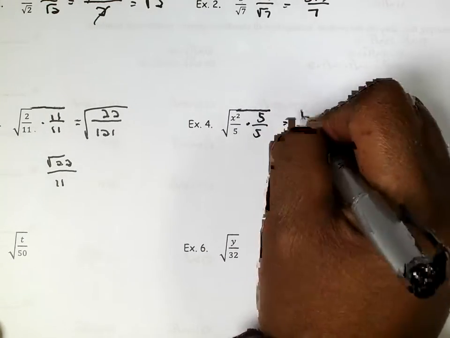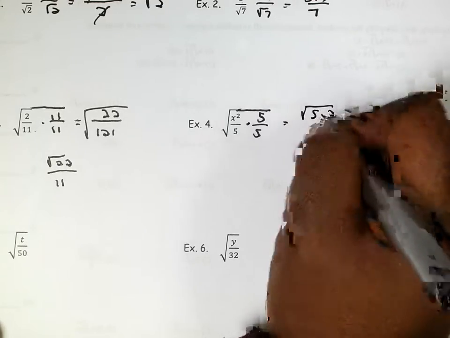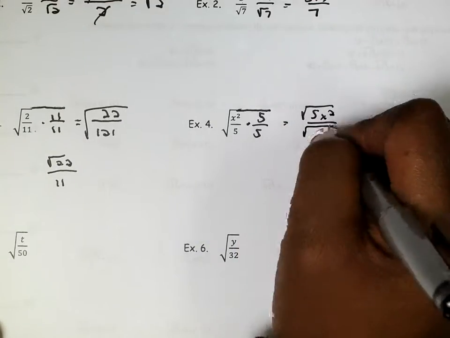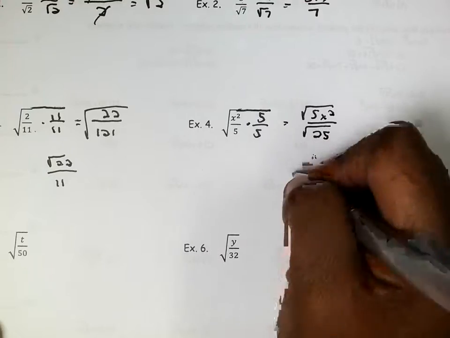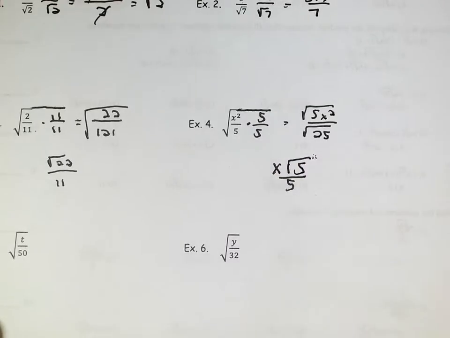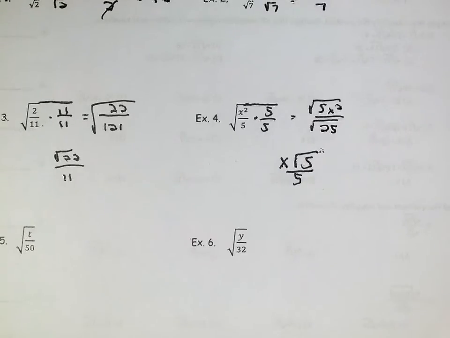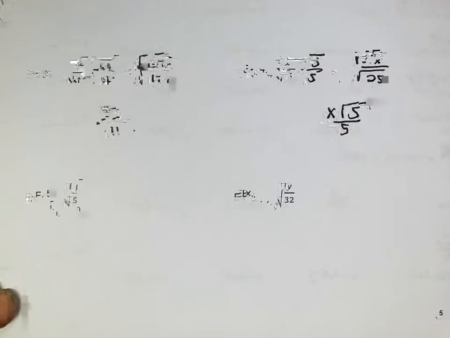I'm going to do that again. Just extend the square root and multiply by 5 over 5. And we get 5x squared on top and square root of 25 on the bottom. So the square root of 25 is 5. I can take the square root of x squared and I get x. So my final is x times the square root of 5 over 5.